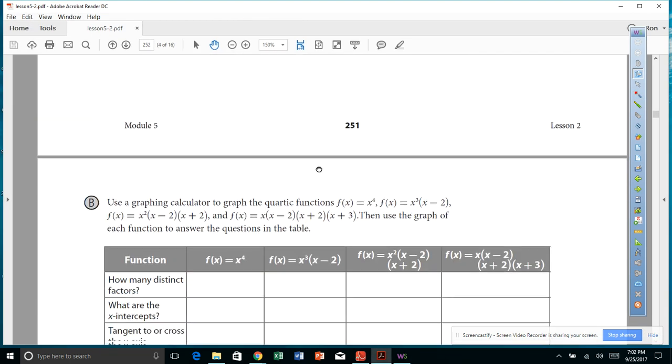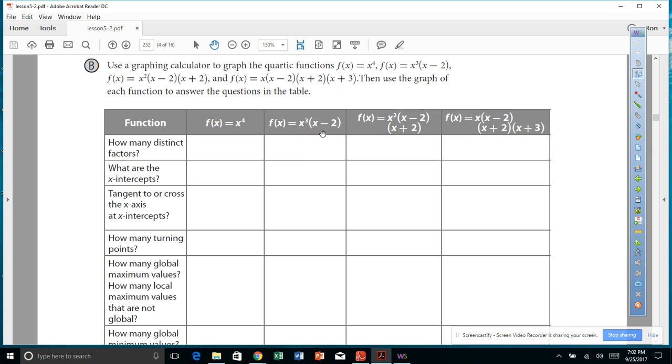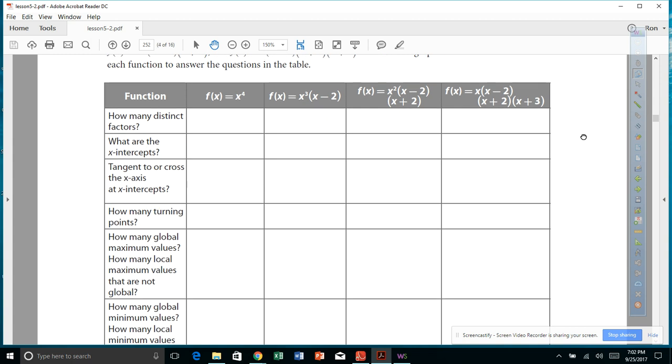Let's take a look now. Use a graphing calculator to graph the quartic functions x to the 4th, x cubed times x minus 2, x squared times x minus 2 times x plus 2, and f of x equals x times x minus 2 times x plus 2 times x plus 3. Then use the graph of each function to answer the questions in the table.